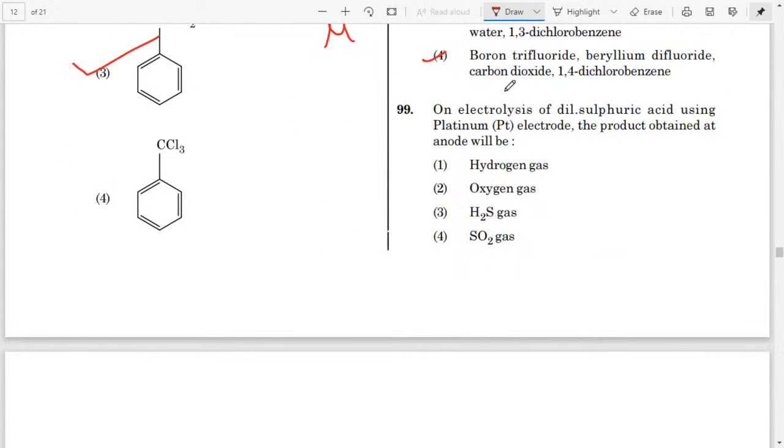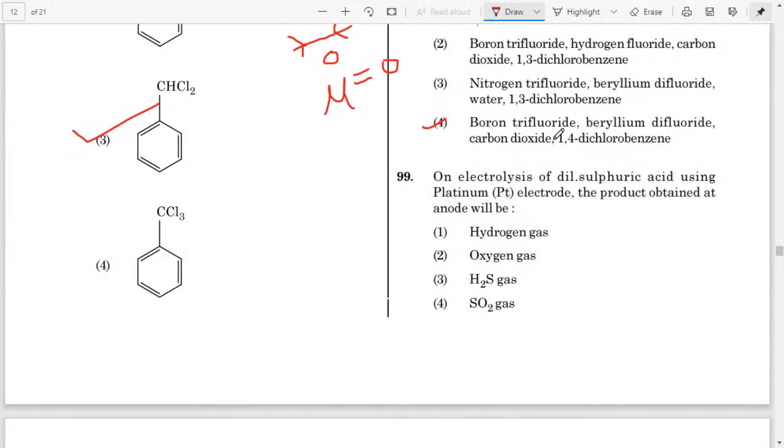Next, don't confuse: boron trifluoride, BF3, mu is going to be 0. Beryllium difluoride, yes, you know. Carbon dioxide, you know. 1,4 dichlorobenzene is nothing but dichloride at the para position, so it is going to be 0. Yes, mu is going to be 0.